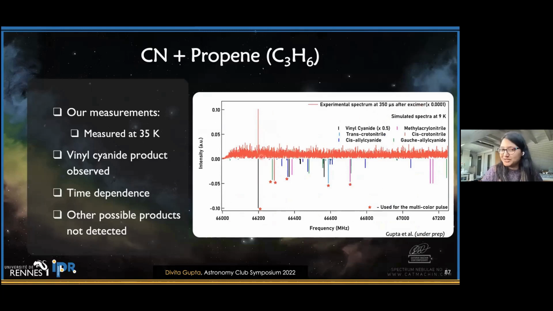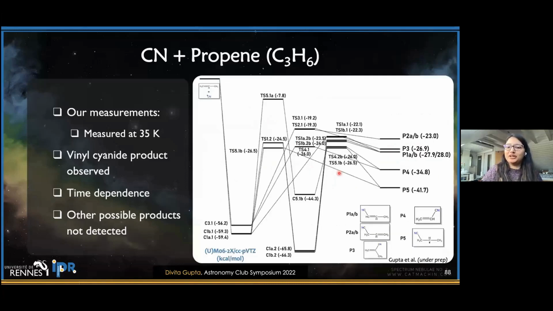However, we were not able to see it yet. So you see on the top over here is the experimental spectrum measured, and on the bottom is a simulated spectrum for different species we were expecting, but we do not see any of them over here, okay? But we do know they are present. They could be present because these channels were optimized with theoretical calculations, and we see that they are actually submerged channels over here. So you can have these different products.